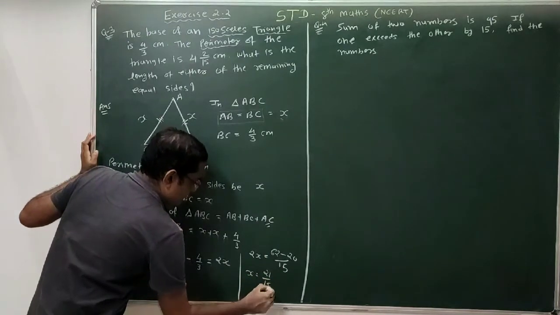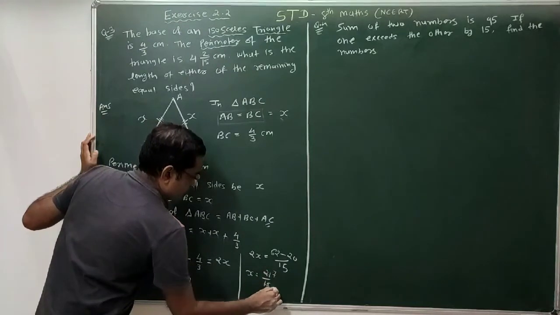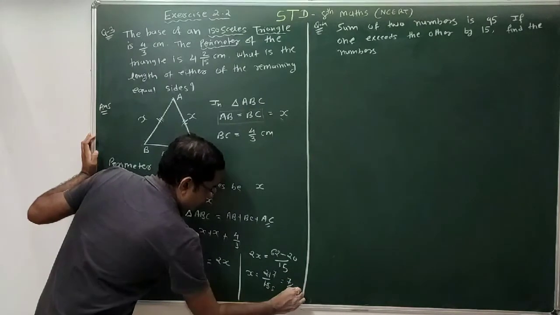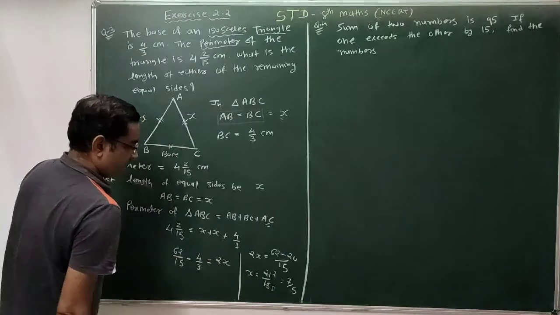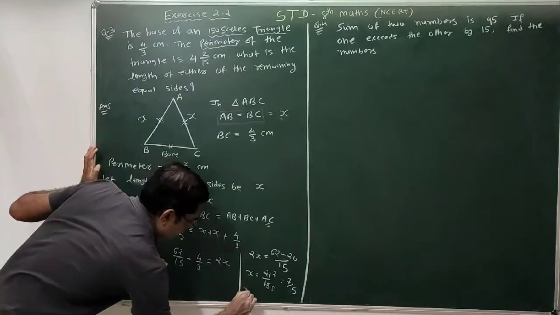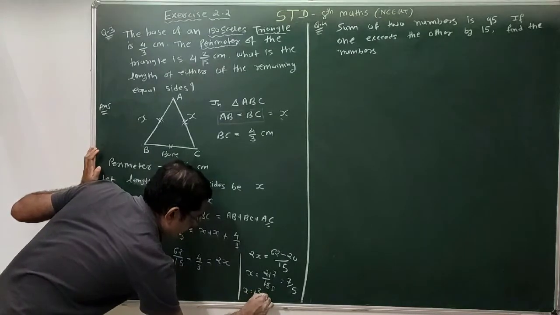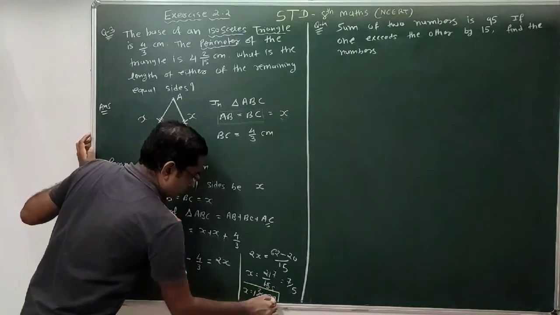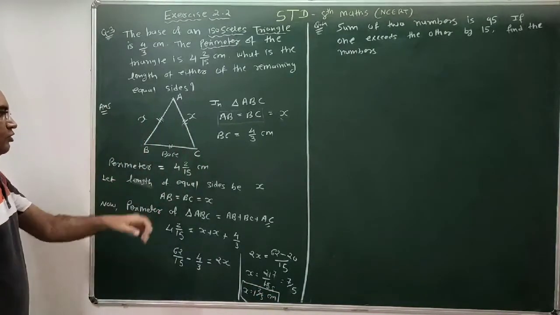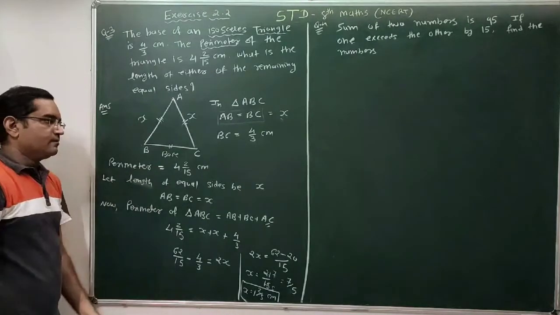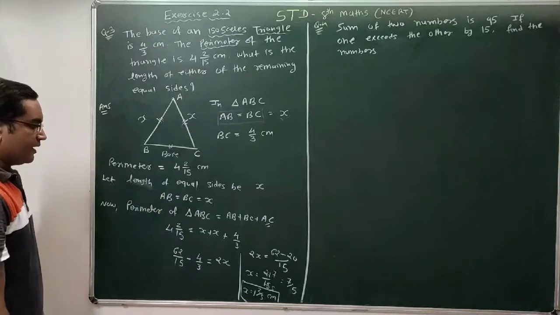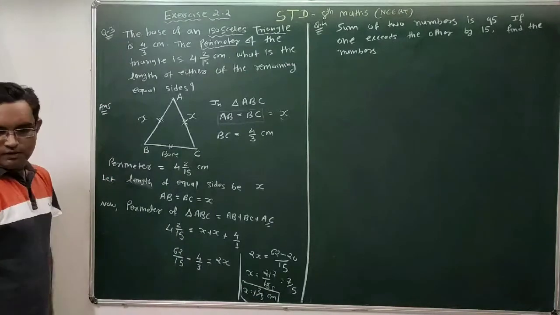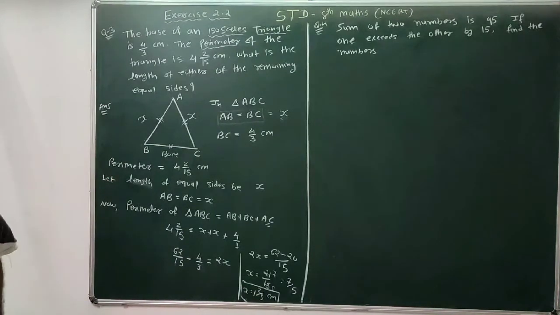21 by 15. So cutting this, 3 7s are 21, 3 5s are 15, 7 by 5. Improper fraction. So that improper fraction can be written as x equal to 1 integer 2 by 5 centimeter. Done? So x equal to 1 integer 2 by 5 centimeter. What is x? The length of equal sides. So at the end of the sum we have to write, therefore the length of equal sides of the given triangle is 1 integer 2 by 5 centimeter. Clear? So this is your question number 3.